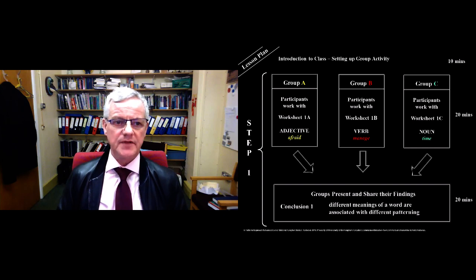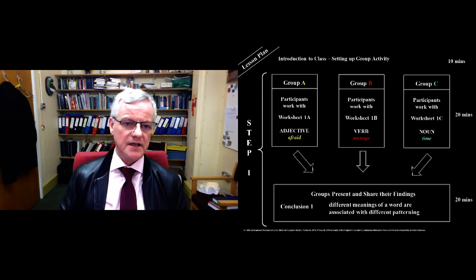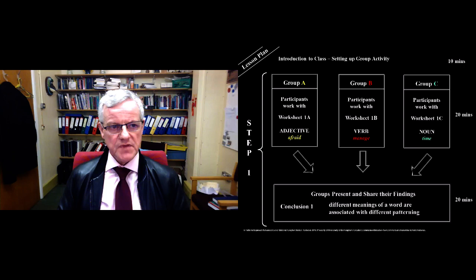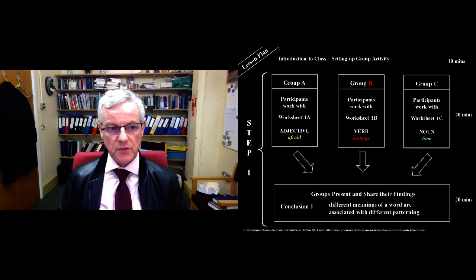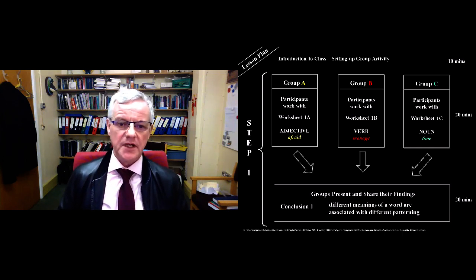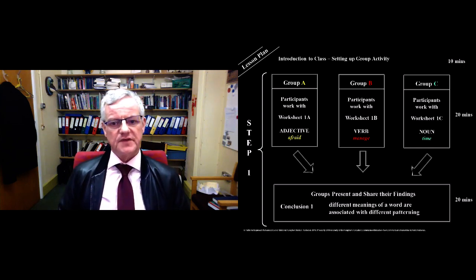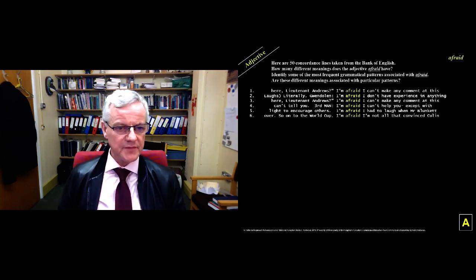We need to be giving the aim of the class, which is to introduce two fundamental principles of pattern grammar, and dividing the class up into three groups. Now we might want to have multiple group A's, multiple group B's, because typically the ideal group size is about three or four. So three or four students in group A are working on worksheet 1A and looking at data associated with the adjective afraid. Group B is looking at corpus data associated with the verb manage, that's worksheet 1B. And group C is looking at the noun, in this case time, that's worksheet 1C, and finding out what they can actually discover from the data.